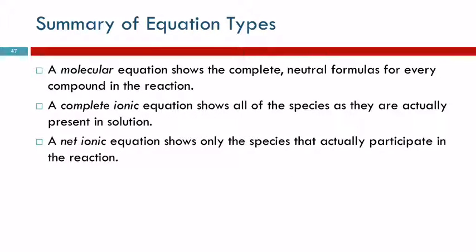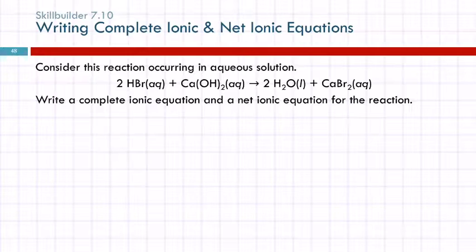So this is a summary here. The molecular equation shows the complete formulas of all the compounds. The complete ionic equation shows all the species as they actually are present. So it'll show them as ions if they're dissolved, or full formulas if they're solids. And the net ionic equation only shows the things that are participating. So let's do an example.